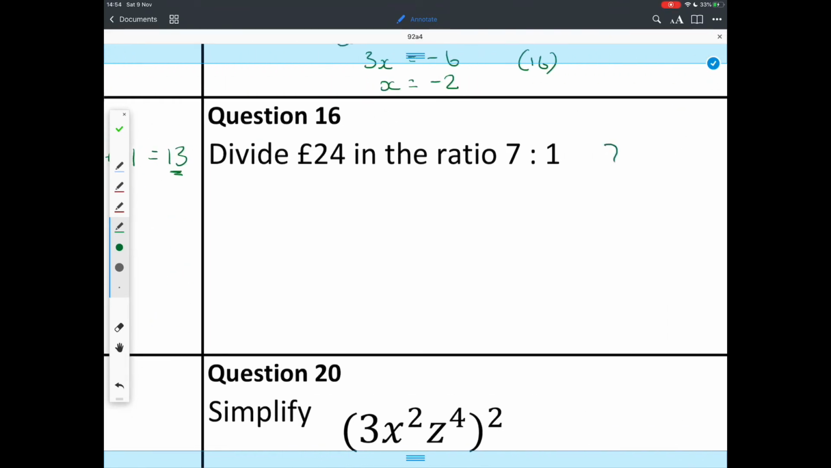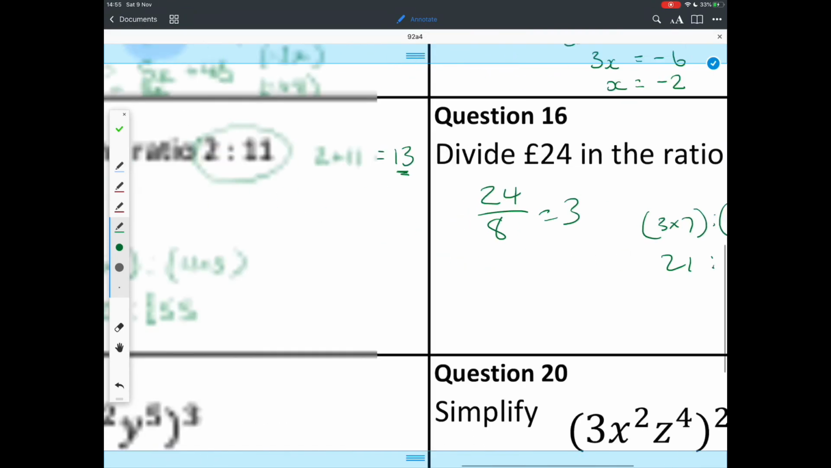Exactly the same with this. 7 add 1 equals 8. 24 divided by 8 equals 3. So I've now got 3 times 7 and 3 times 1. 3 times 7 is 21. 3 times 1 is 3. Okay.